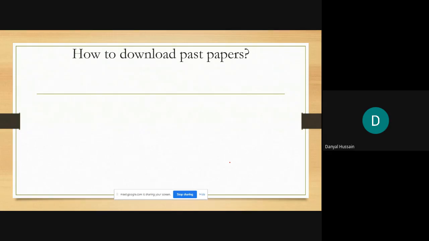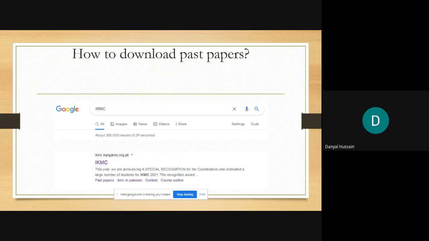First of all, we have to go to the website. How can we go to the website? First thing is we can Google the word IKMC. It will give us a result of our website. The first link will come, ikmc.kangaroo.org.pk. So this is the website. If you click on this, the IKMC website will open. Or if you click on past papers, we can go directly to the past papers option.